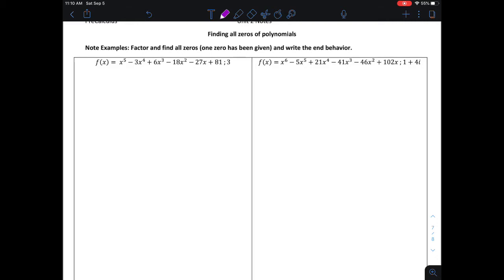Okay, in this video, we're going to put all of our techniques together, and we're going to use it to try to find all the zeros of a polynomial and to write it in factored form. So we're going to find all the zeros, write in factored form. And to do this without a calculator, I'm going to give you 1 zero. So 1 zero has been provided to us. And after we do all this, we want to describe the end behavior using limits.